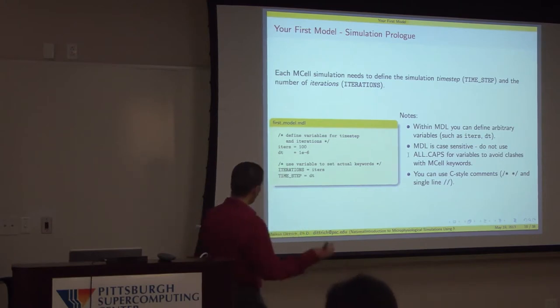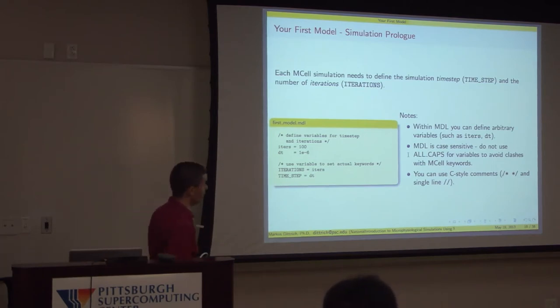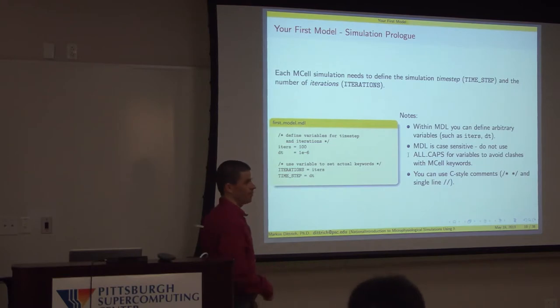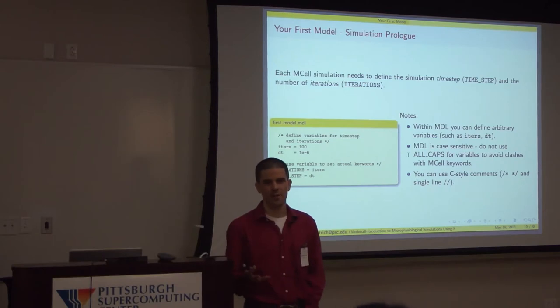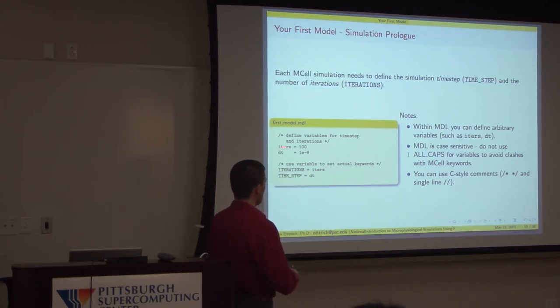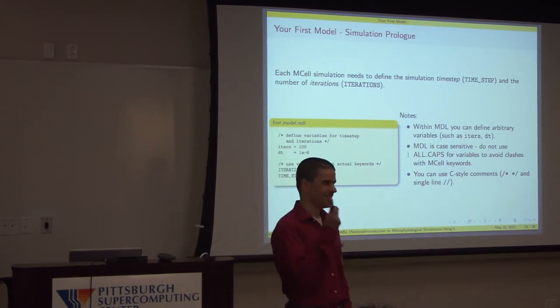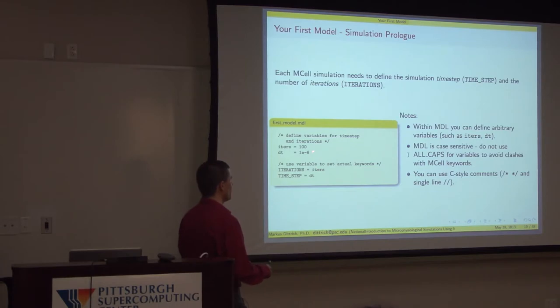Let's start with our simulations. The two things you always need for any simulation are a time step and a number of iterations. That's perhaps at the top of your MDL file: iterations equals something, time step equals something. I'm explaining here one other very useful facility in MCell: you can define any kind of variables you want. So we define two variables, one called iters, which is 100, and dt, which is 1 times 10 to the minus 6. We use these variables to set the number of iterations, 100, and the time step, 10 to the minus 6 seconds. This is just a convenience. It's useful because sometimes you need to refer to the time step in multiple places in your MDL.